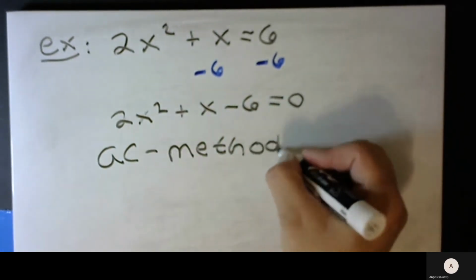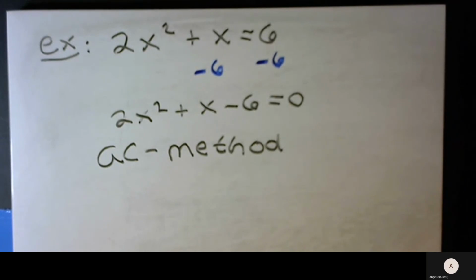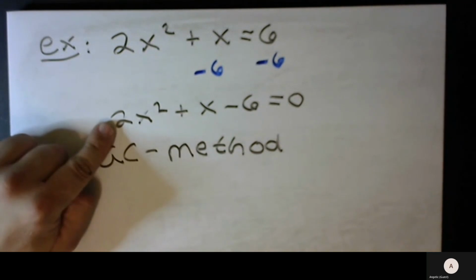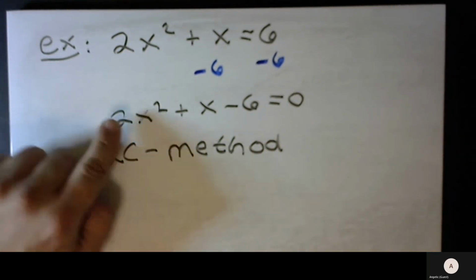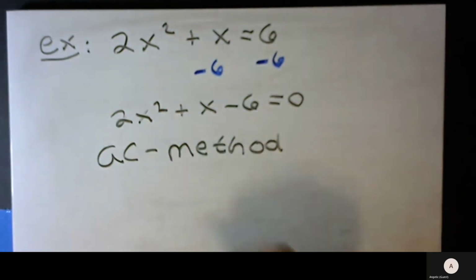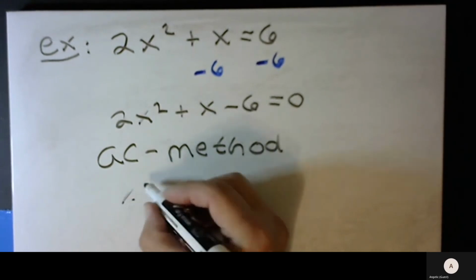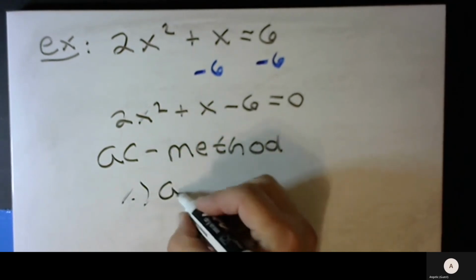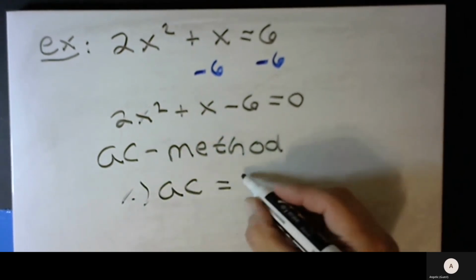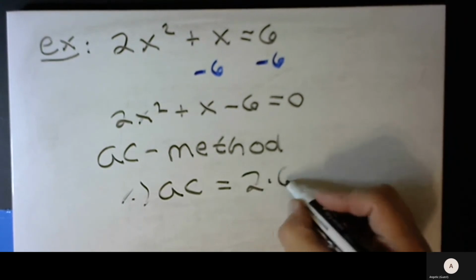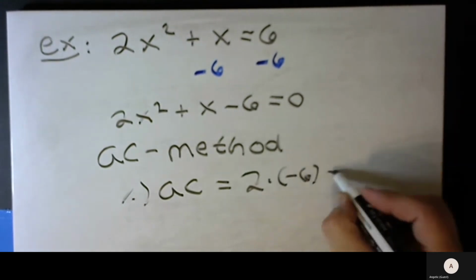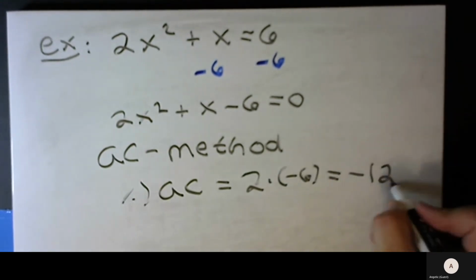So the other one was called guess and check, or I call it guess and check, I should say. This was often called the AC method. And so we take the a in front of the x squared, and then the constant c. For the first step, we take a times c, which is 2 times negative 6. We get negative 12.